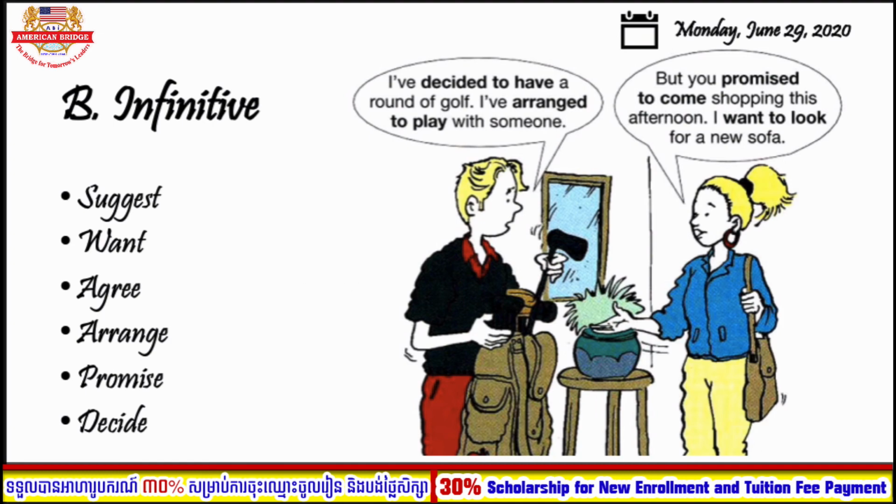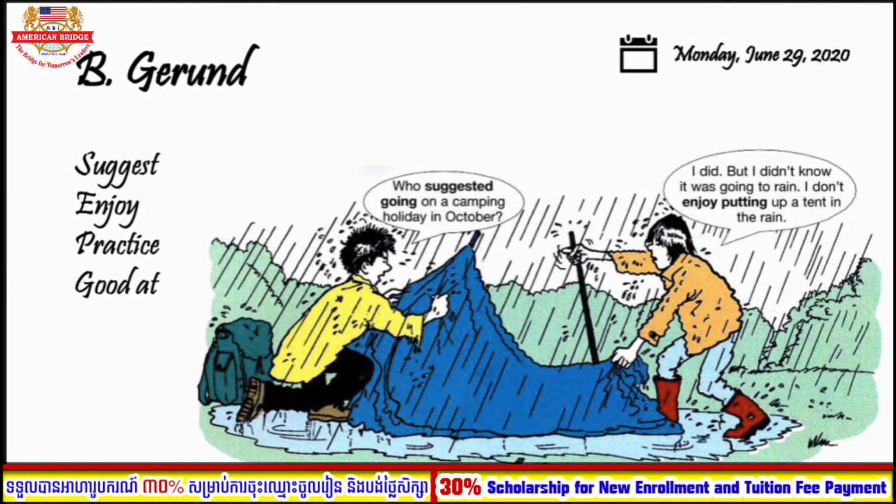Now let's move on to the last point, which is the gerund. So gerund is the verb that takes the ing form. Let's say the word suggest. You suggest doing something, you enjoy doing something, you practice doing something, and you're good at doing something. And remember, the ing form doesn't take place within this word, but it takes place next to the word that follows this one. For example, suggest doing something, suggest going to the movie.